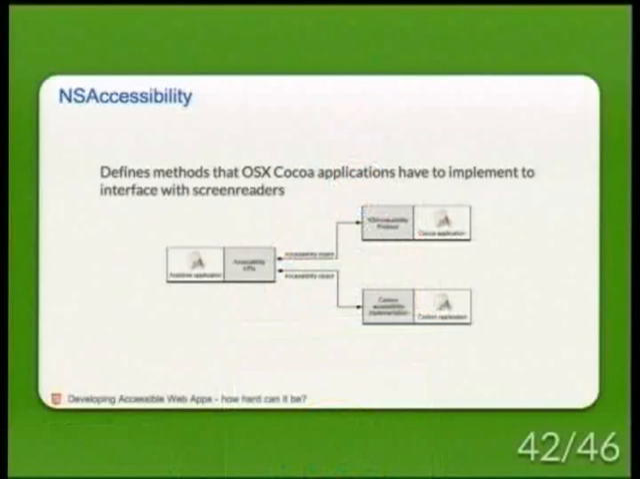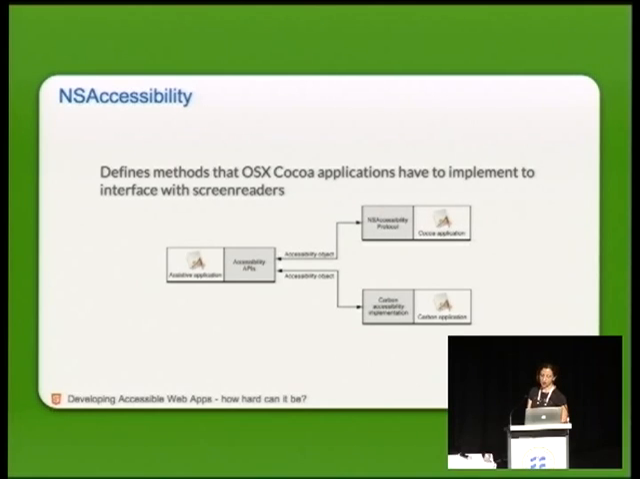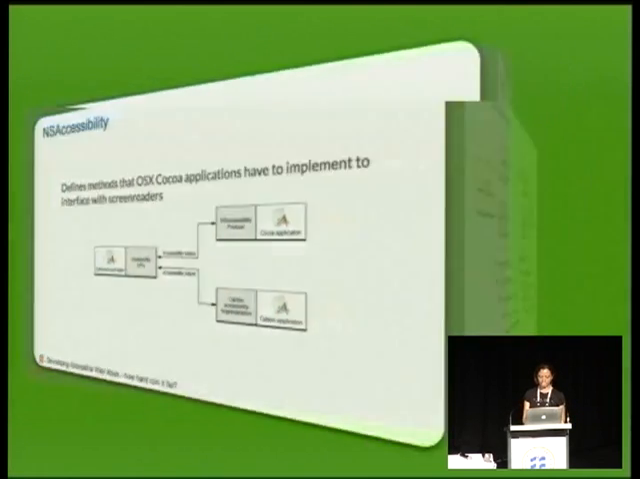And then you have communication via that. All right, and NS Accessibility is the Mac version. It's built into OS X. It defines methods, so it defines the interface that applications have to implement to interface with screen readers. So yes, that's built into the operating system, so it's all just there to access.